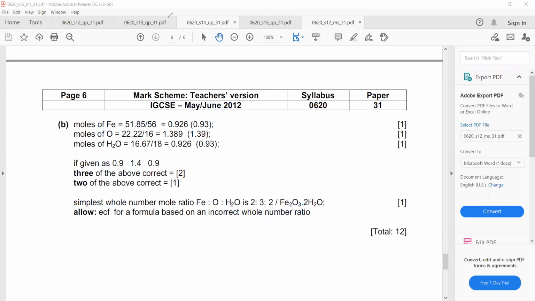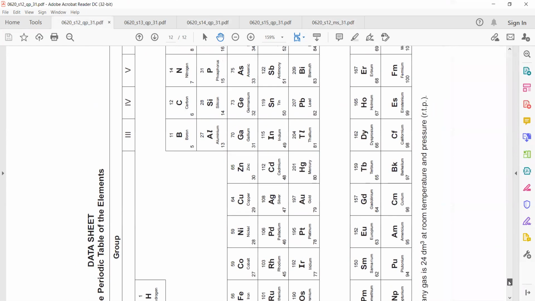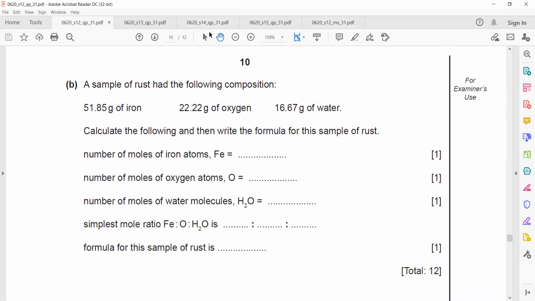Even if it's iron 2 or iron 3, both have the same mass. Iron can have a plus 2 or plus 3 charge, but you don't have to bother about that. You just take the simplest ratio and get the answer. Here the answer Fe2O3.2H2O shows the iron present is plus 3. But because the first step is dividing by atomic mass, iron 2 or iron 3 makes no difference to the question.